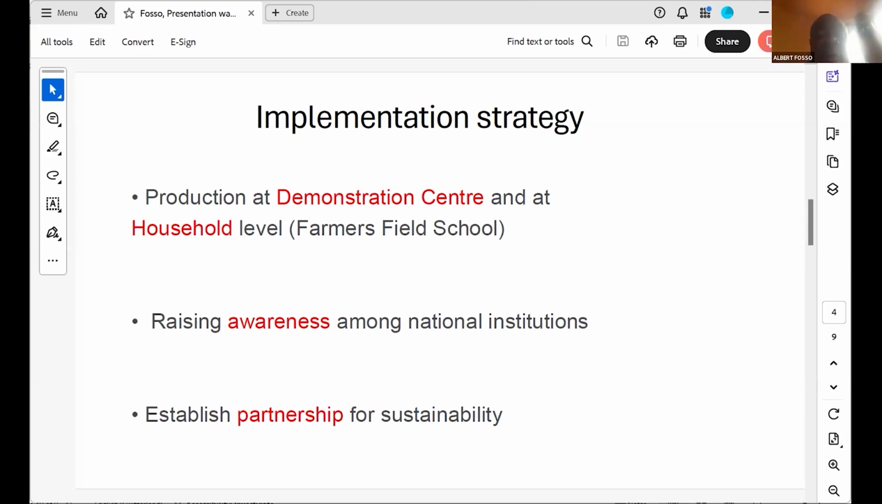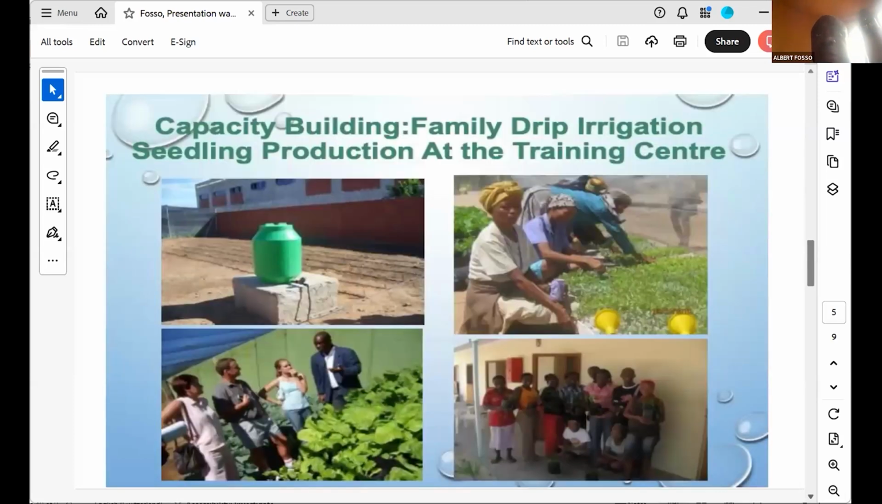What we try also to do is to raise awareness among national institutions. And also, the most important is to establish the partnership for sustainability with local NGOs. Sometimes we also work with groups of women who are very well organized. If you see the next slide, you are going to see a type of demonstration center that are set up in different projects.